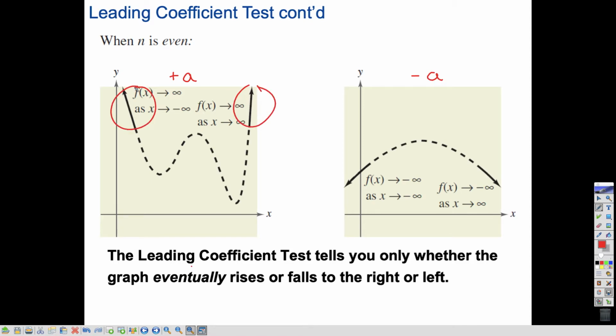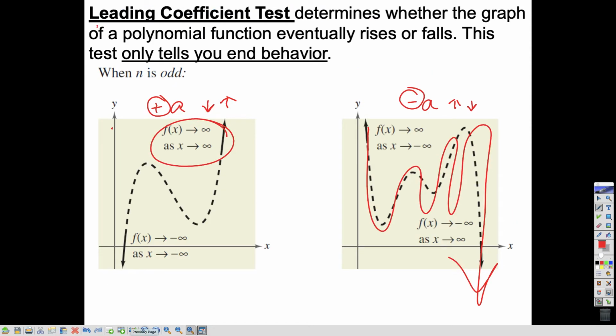I thought you said it was even on the last slide, but it started down. No, this is not even. There's a negative. This is odd. That's positive, not even. How do you know if it's even or odd?